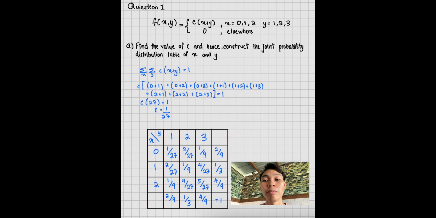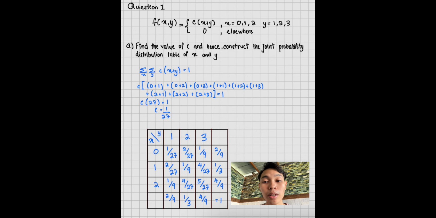We are given a joint probability mass function defined as f(x,y) equals c(x plus y) for specific values of x and y, and 0 elsewhere. Because this is a valid probability distribution, the sum of all possible probabilities must equal 1. So we add up c(x plus y) for every combination of x and y. After substituting the values, the total inside the brackets is 27. This allows us to solve for the constant, giving c equals 1 over 27.